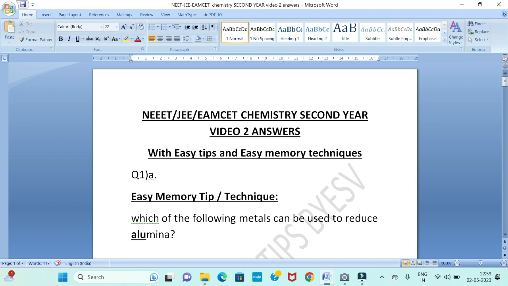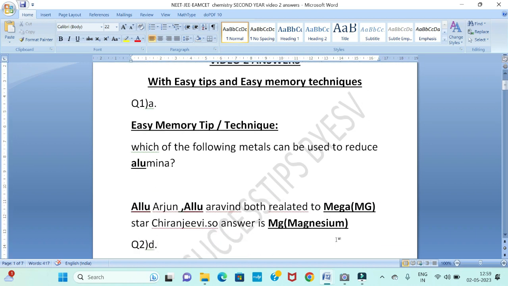Which of the following metals can be used to reduce alumina? By seeing alumina, immediately one thought comes into my mind. Alu. Alu means Allu Arjun. Allu Arjun's recent film is Pushpa. Anybody know? All over India it is a super hit film, Pushpa 1. Now Pushpa 2 movie is being prepared, so after some days Pushpa 2 will also release.